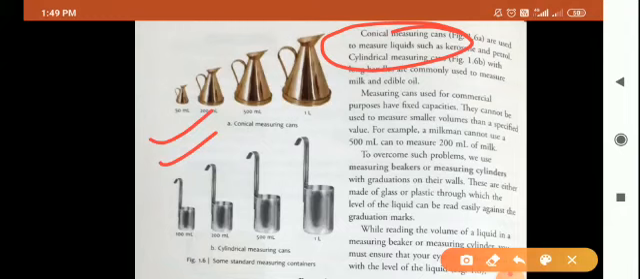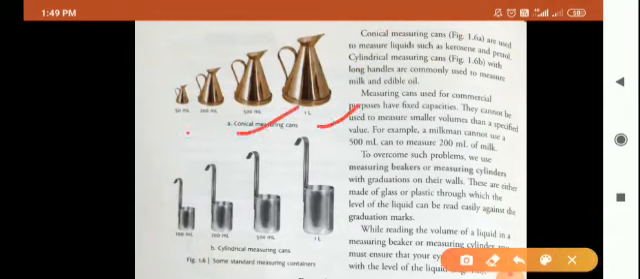Why do we say conical measuring cans? Because their shapes are somewhat like cones. So they are available in different measurements like 1 liter, 500 ml, 200 ml, 50 ml. They are known as your conical measuring cans and they are used to measure liquids such as kerosene and petrol. For petrol or kerosene measurement, these cans are mainly used, which are known as your conical measuring cans.